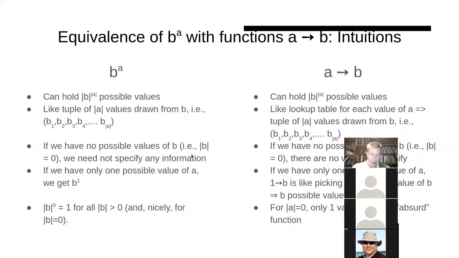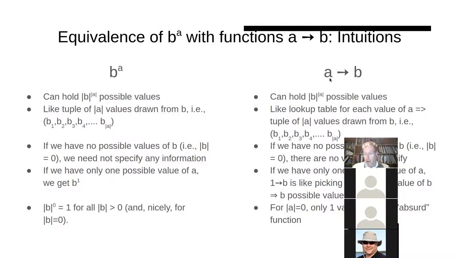So again, isomorphic between the two, the same number. If we have only one possible value of A, we get B to the one, right? And if we have only one possible value of A here, it's just like picking a B. So we have B possible values, which is the same number as B to the one. Look, if we have A equals zero, we only have one possible value.